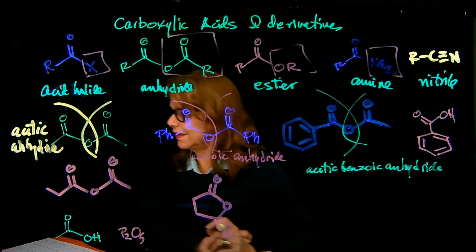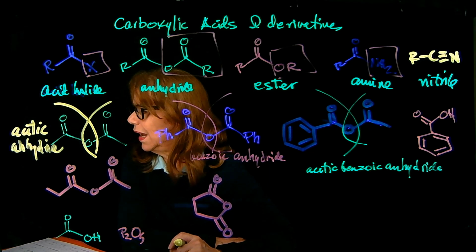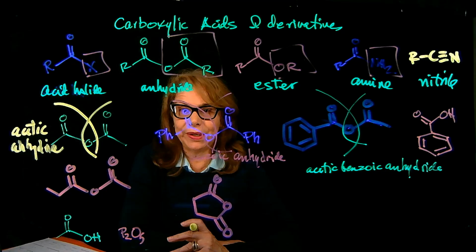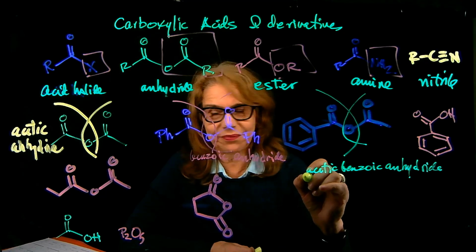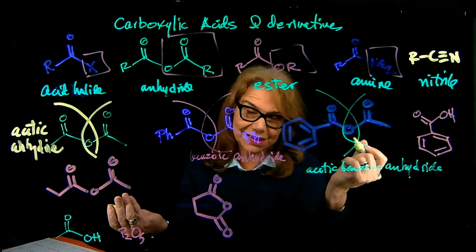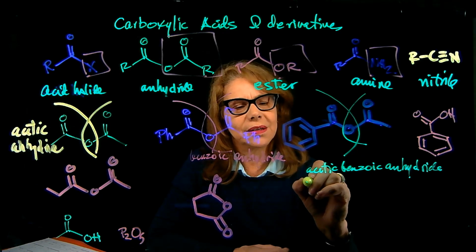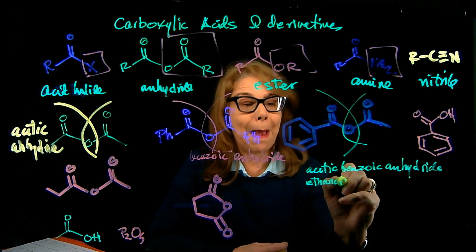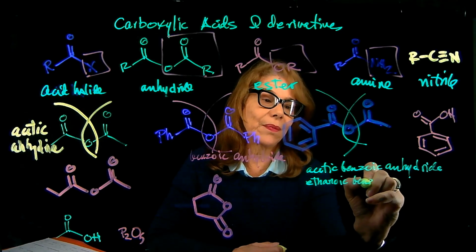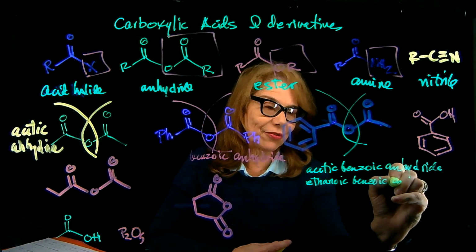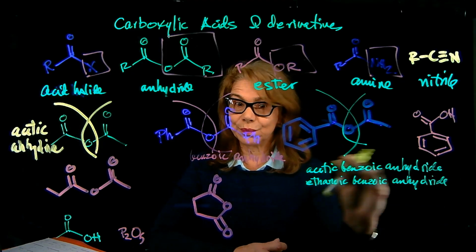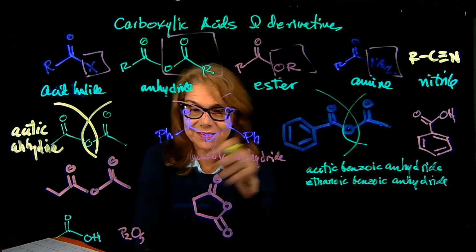Okay, that's for the mixed one, or you can also say ethanoic benzoic. Remember again that you can say acetic acid or ethanoic acid. So ethanoic benzoic anhydride. So you can have both names, using common or not.